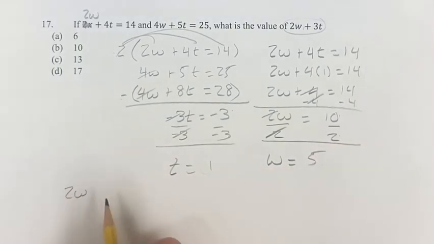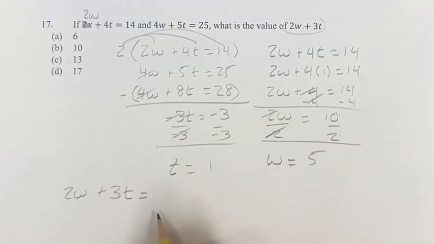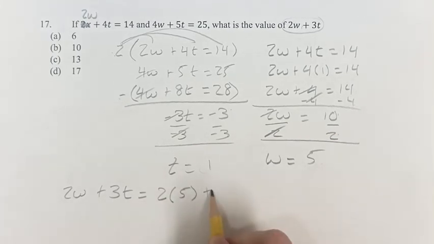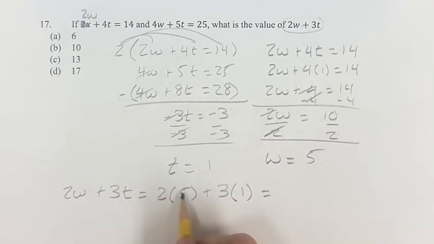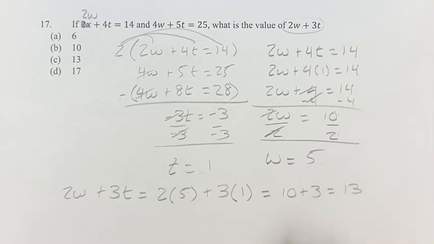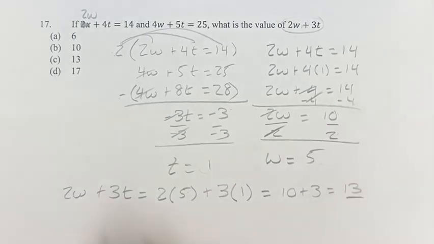So 2w plus 3t is equal to 2 times our value of w, which is 5, plus 3 times our new value of t, which is 1. 2 times 5 is 10 plus 3 times 1 is 3. 10 plus 3 is 13. So our final answer is 13, or C.